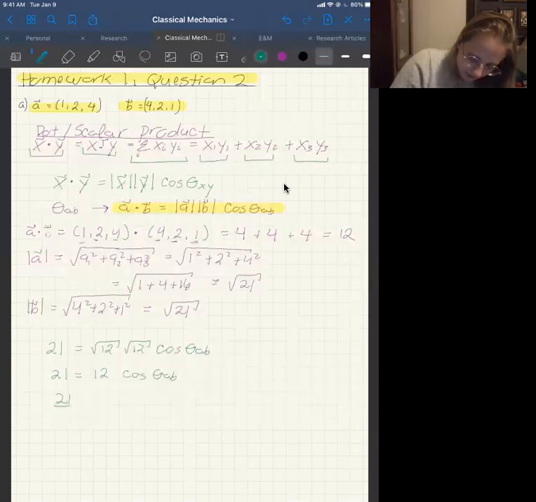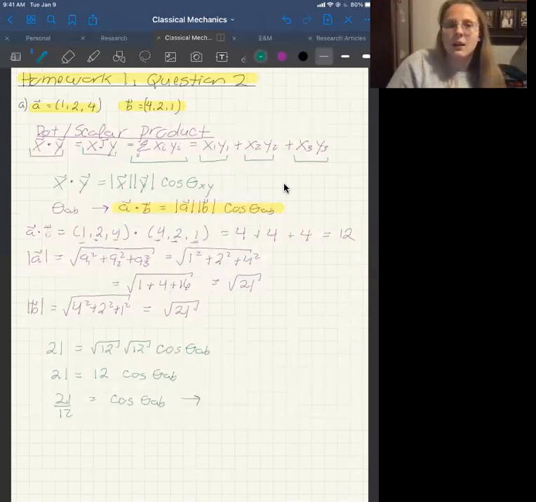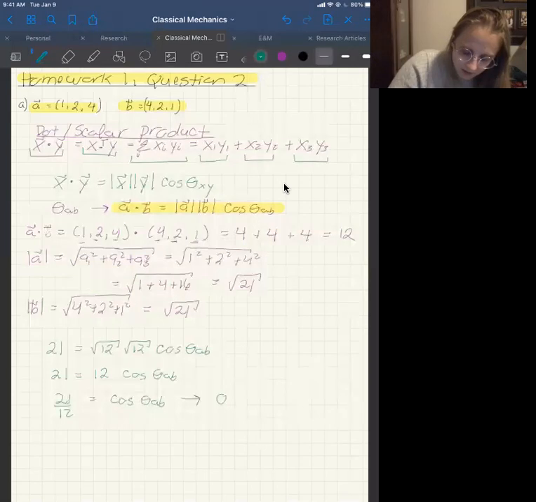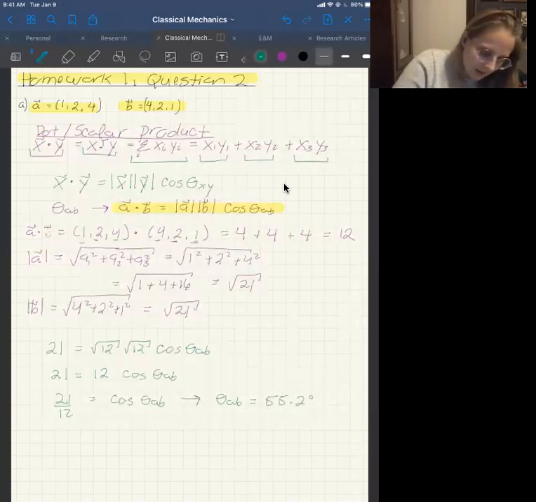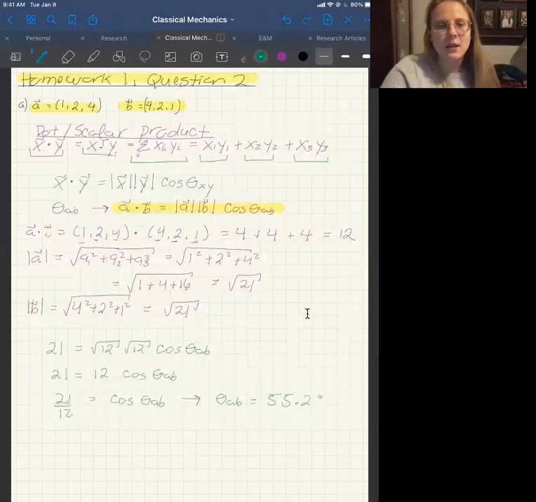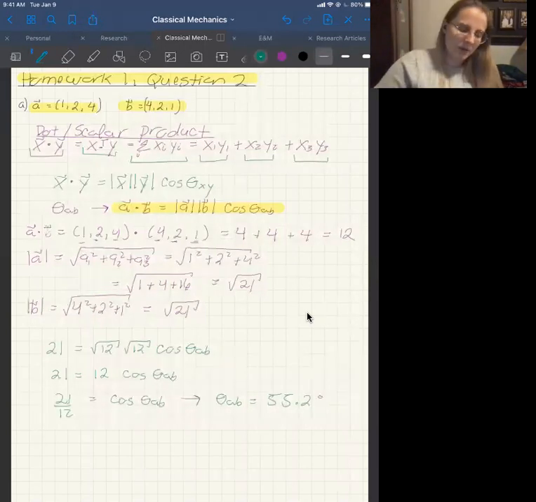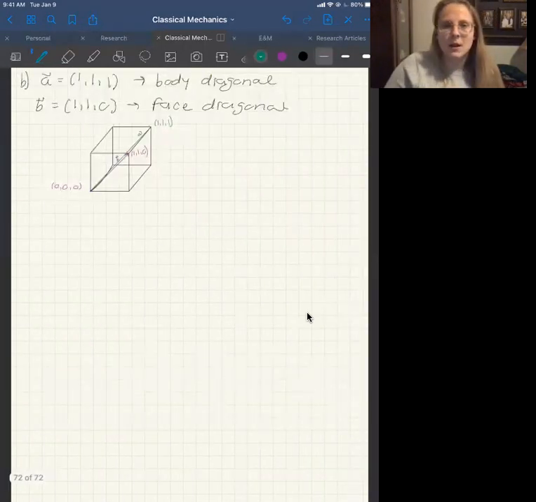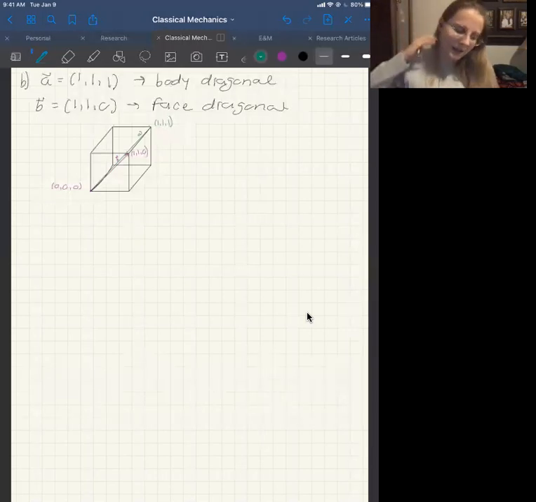So 12 divided by 21 is equal to the cosine of the angle. And by doing the inverse cosine, you get that the angle between vectors A and B is about 55.2 degrees. Let me write that a little bit clearer. 55.2 degrees. So that's part A. Nothing too bad there. Going on to part B. Part B is asking you to do basically the exact same math, just in sort of an application.